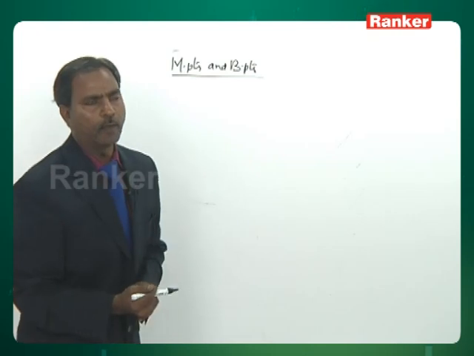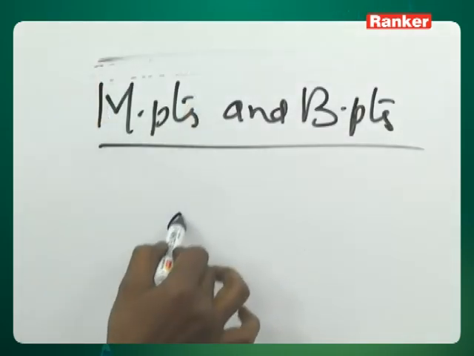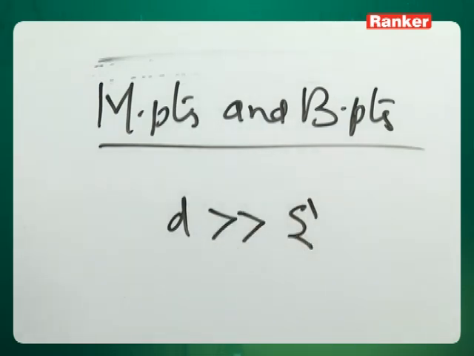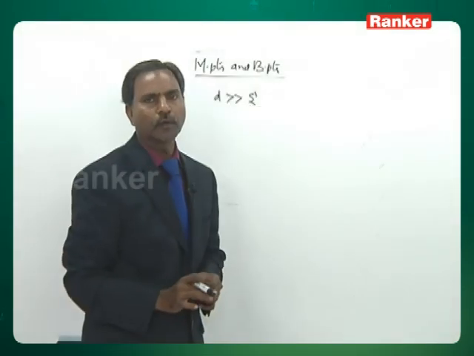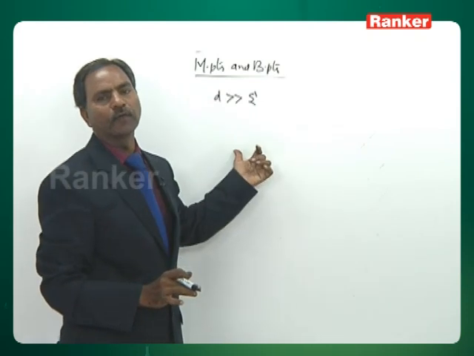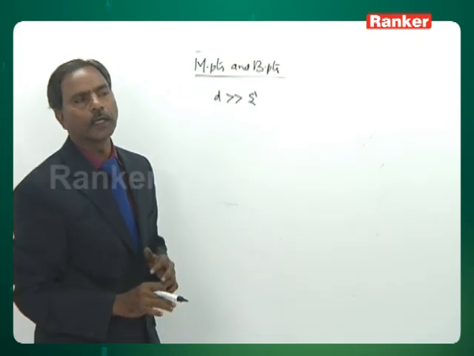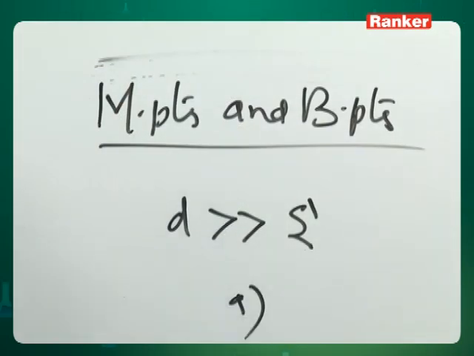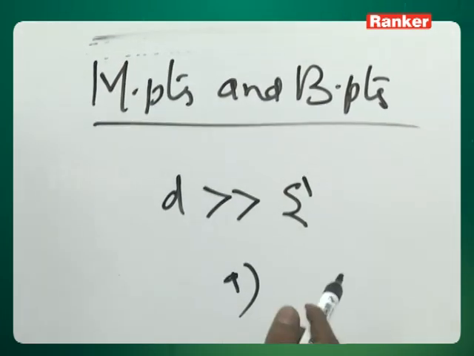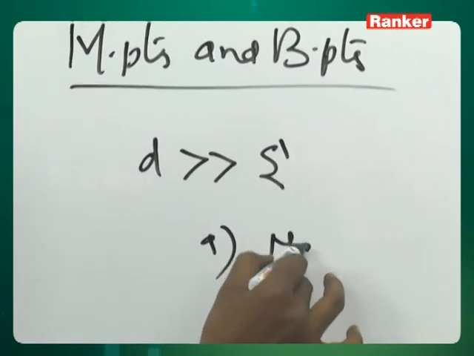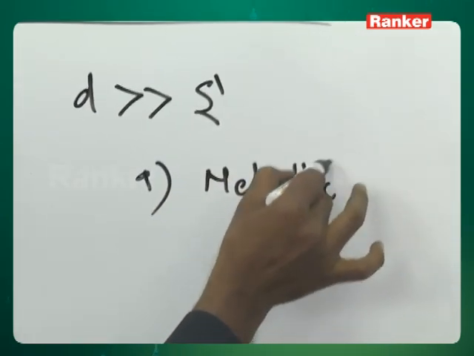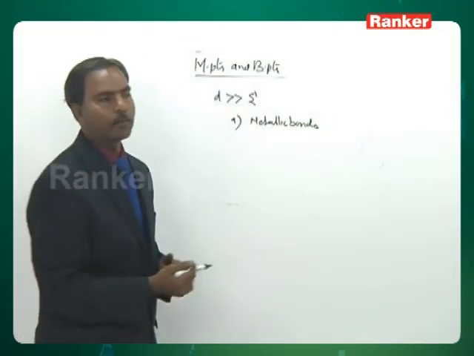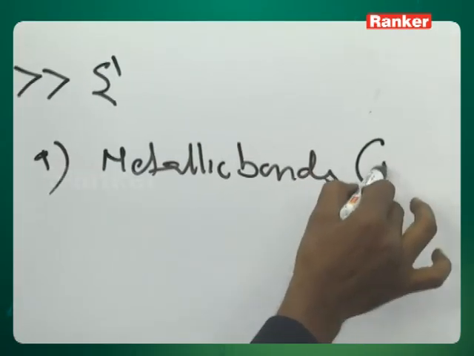Melting points and boiling points. The D block elements have greater melting points and boiling points in comparison to S block elements. Why do D block elements have greater melting and boiling points in comparison to S block? It is due to the formation of two types of bonds. One is metallic bonds, by involving ns orbital electrons.